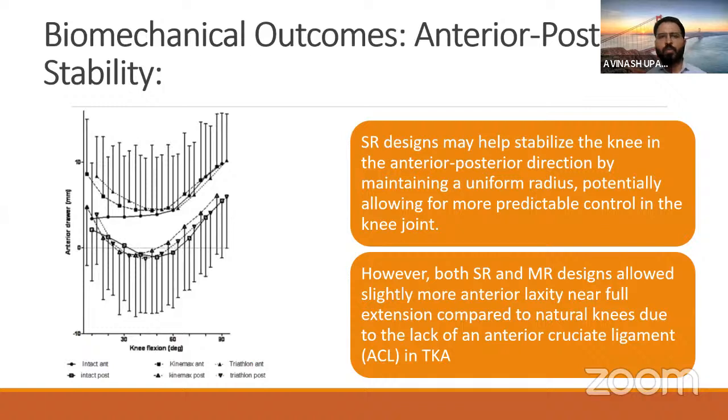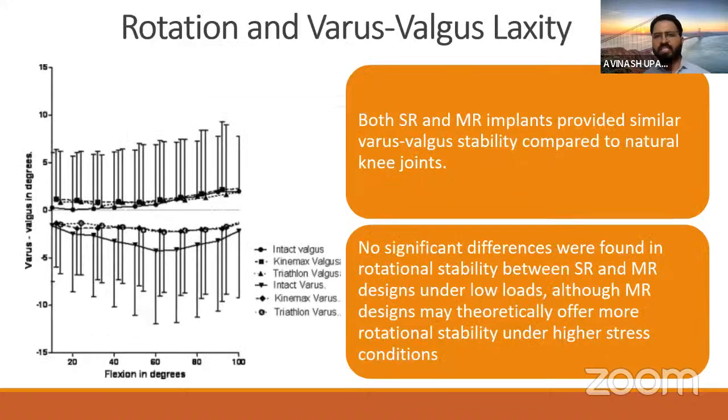Now I will come to biomechanical outcomes, which include anteroposterior stability. Single radius design may help stabilize the knee in the anteroposterior direction by maintaining a uniform radius, potentially allowing more predictable control in the knee joint. However, both designs allowed slightly more anterior laxity near full extension compared to natural knees, because of the lack of anterior cruciate ligaments. Another component is rotation and varus valgus laxity. Both implants provided similar varus valgus stability compared to the natural knee joint. There was no significant difference in this component.